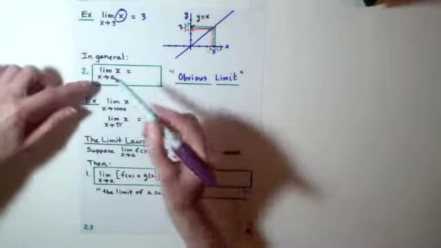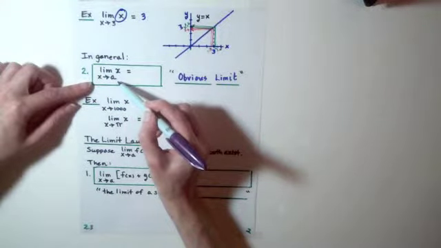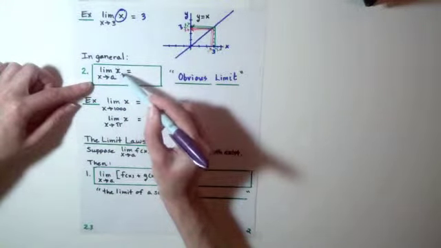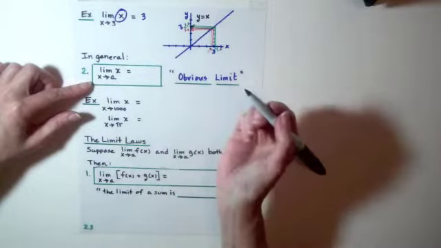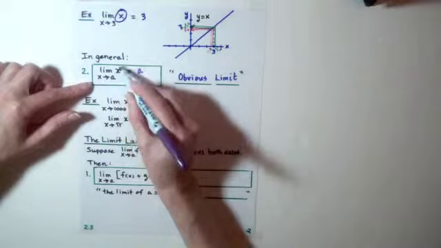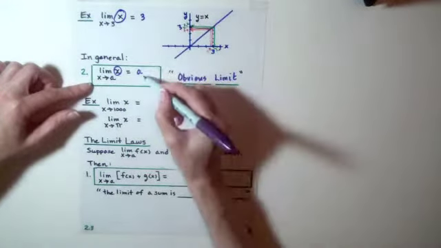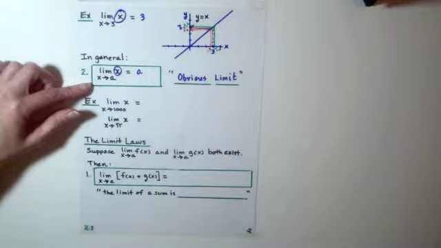Let's write it down in general. The limit as x approaches some other number, a, of the very simple function x is going to be equal to the number a. As x gets closer and closer to a, the function, which happens to be just x, is also going to get closer and closer to a. So that's referred to as the obvious limit.